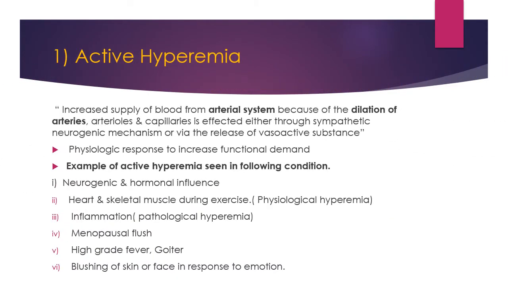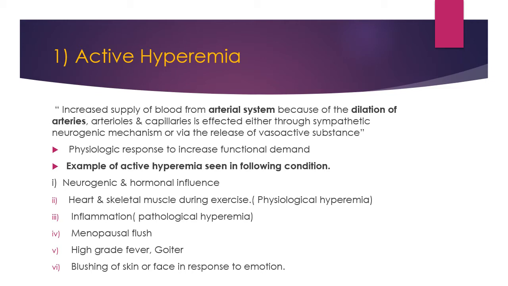Active hyperemia means an increased supply of blood from the arterial system because of dilation of arteries or arterioles, and capillaries are affected through the sympathetic neurogenic mechanism or via the release of vasoactive substances. The dilation of the arterial system has many reasons. So active hyperemia means an increased supply of blood. This is the definition of active hyperemia.